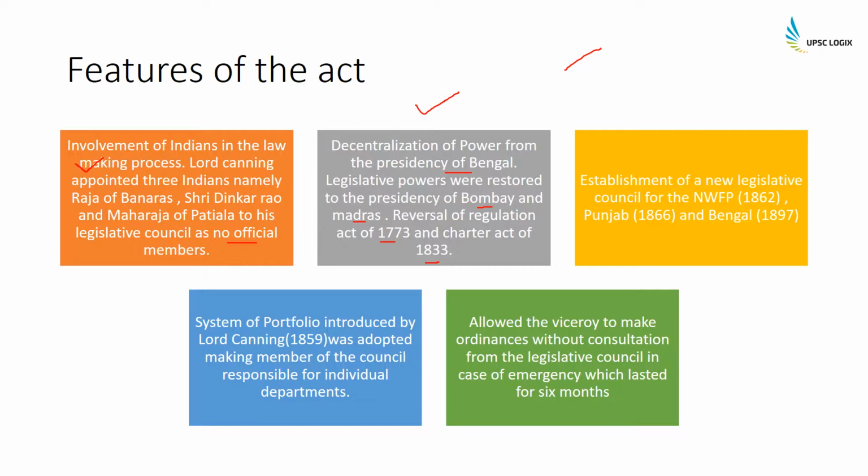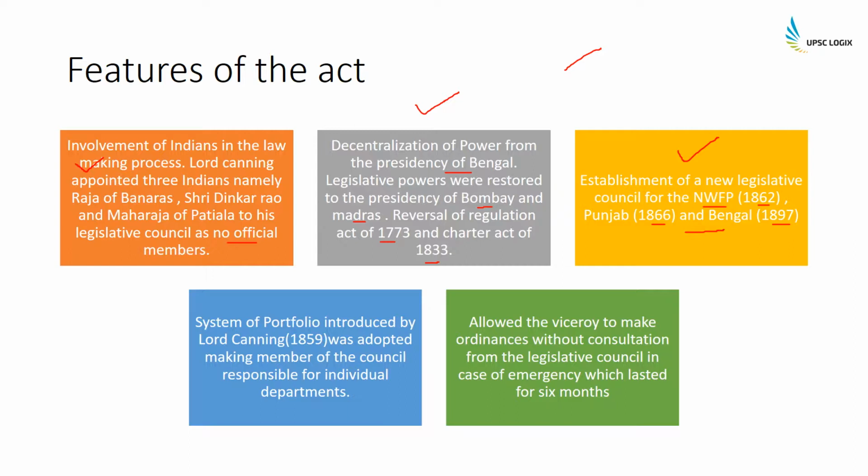Then number three point was the establishment of new legislative councils for Northwest Frontier Province in 1862, Punjab in 1866 and Bengal in 1897. This was the special power given to the Viceroy, where he could create new provinces and create a new legislative council. So these were the three new legislative councils created.